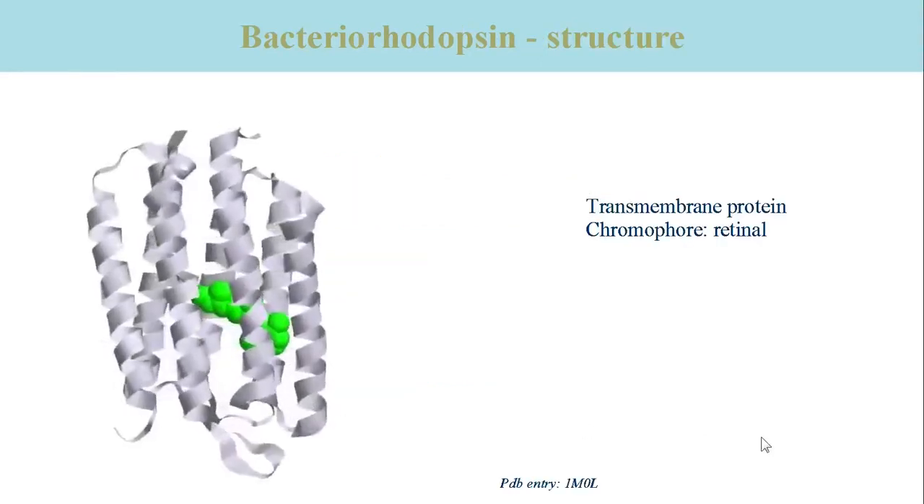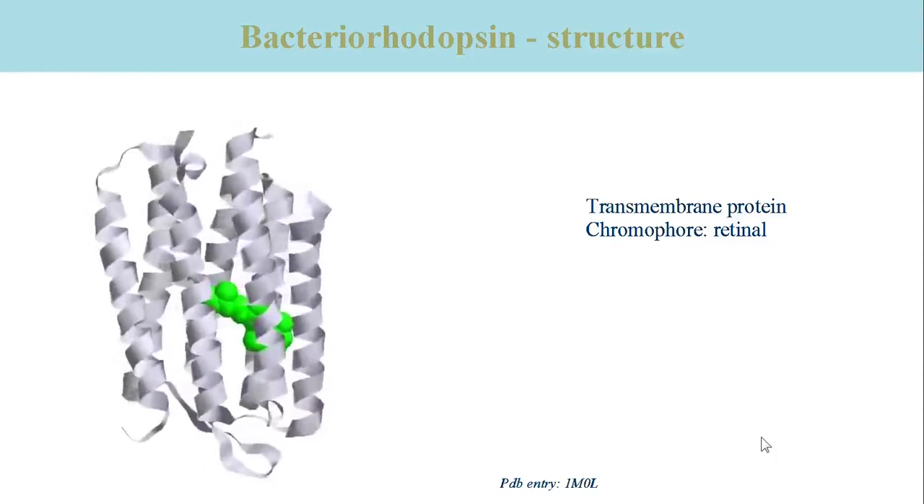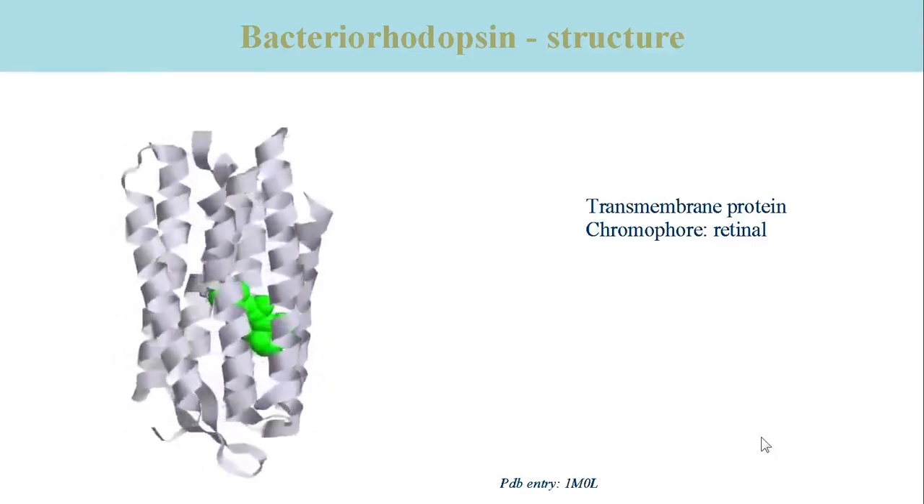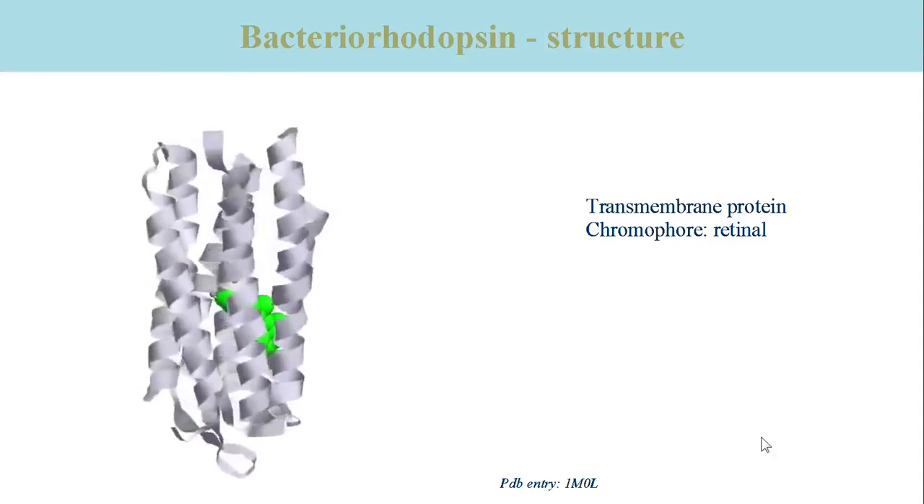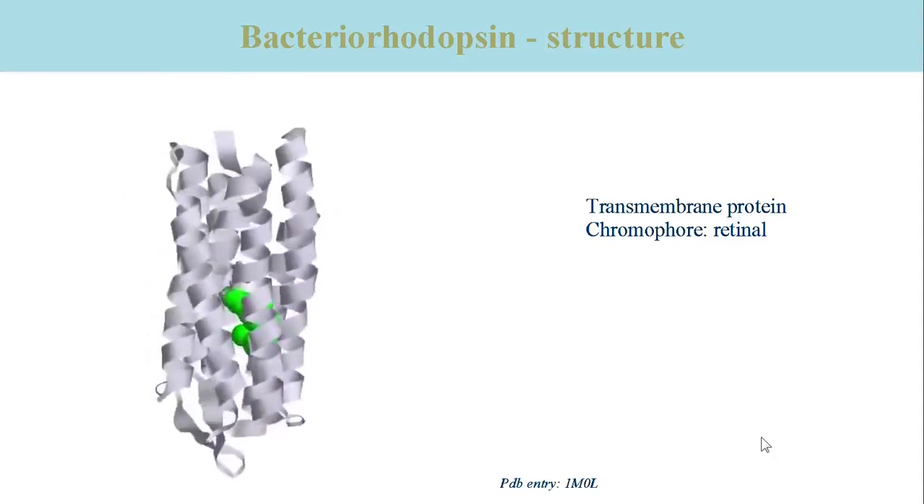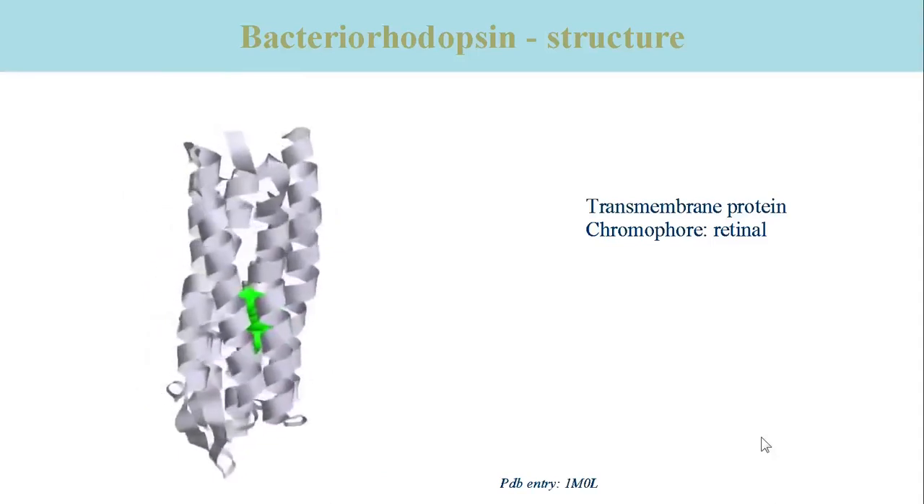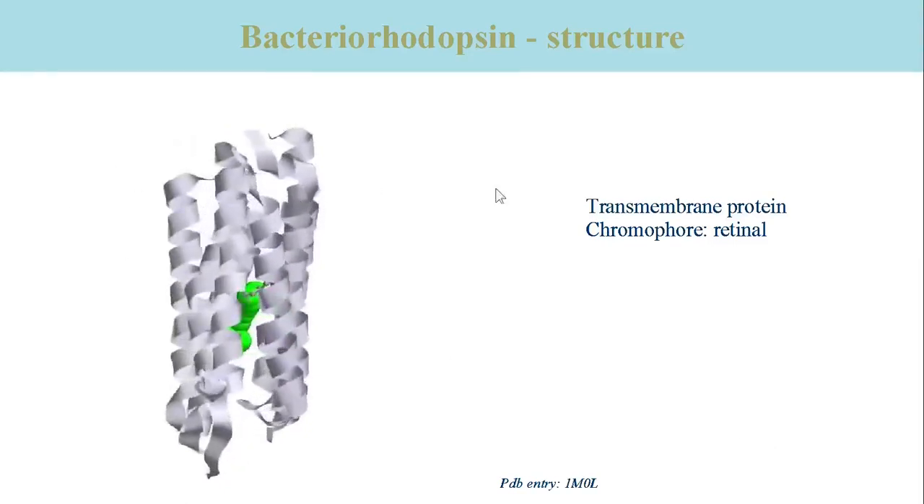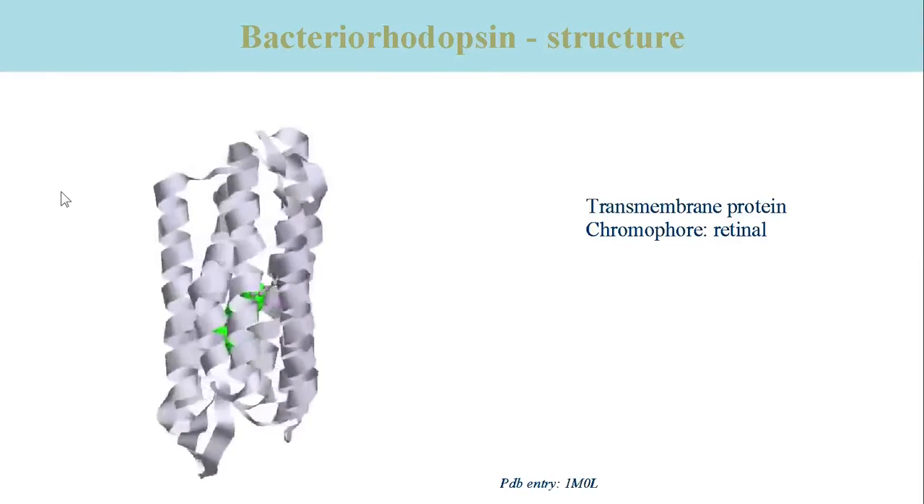The structure of Bacteriorhodopsin is shown here. It consists of several transmembrane helices, and nearly all of the protein is embedded in the membrane. The membrane surface runs approximately horizontally for the top leaflet here and for the bottom leaflet here.